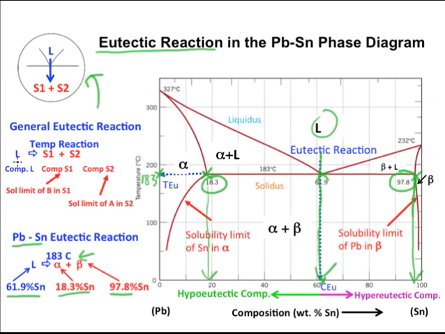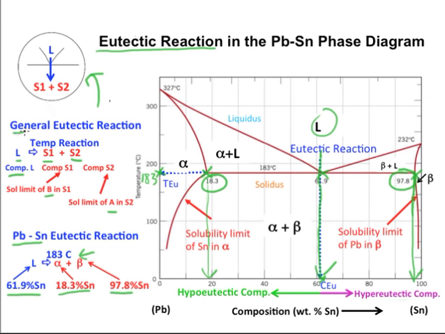And in general, remember the liquid cooling into the two-phase solid region. So in the general case, you have the liquid L at the eutectic composition, cooling into the first solid, S1, whose composition would be the solubility limit of B, so whatever is on your x-axis. And in general, the composition of solid 2 would be your solubility limit of A, so again, in this case, lead, in S2. So this is our general case, and this is our specific case.